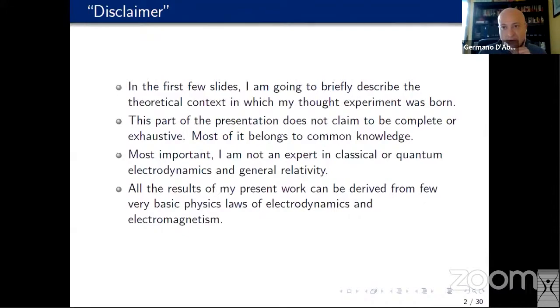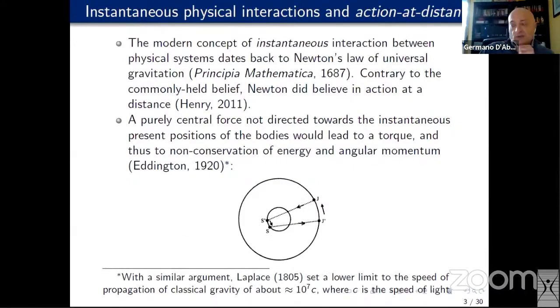The modern notion of instantaneous interactions between physical systems goes back to Newton. In fact, action at a distance was inborn in the law of universal gravitation. The attraction force between masses needs to be central and directed towards the instantaneous present position of the masses. Otherwise, the total angular momentum and energy will not be conserved. This means that in the long run, it will imply a catastrophic orbital instability. This has been shown by many scholars in the past.